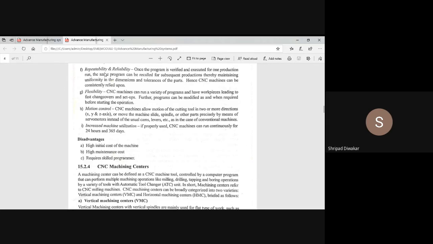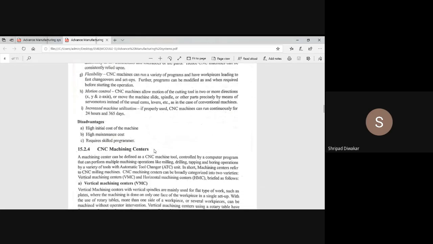Okay, but we have to set the program. Once a program is verified and executed, we can produce a number of products at a time. That is repeatability and reliability, and it is flexible in nature.